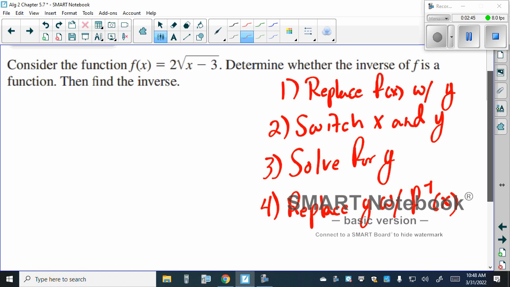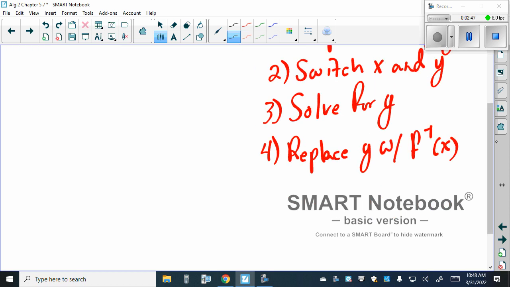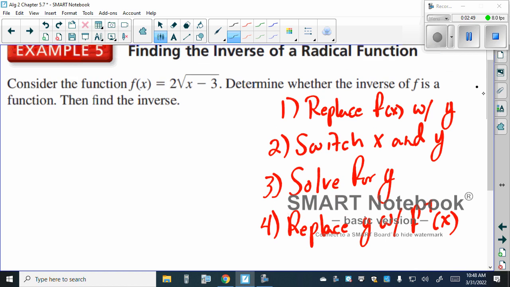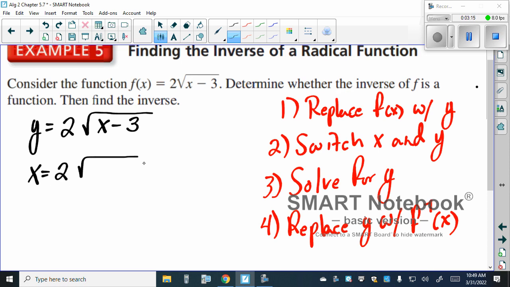So when we look at this function here, our first step is to replace f of x with y. So y is equal to 2 times the square root of x minus 3. Then what would we do? We switch x and y. So that would tell us that x is equal to 2 times the square root of y minus 3.